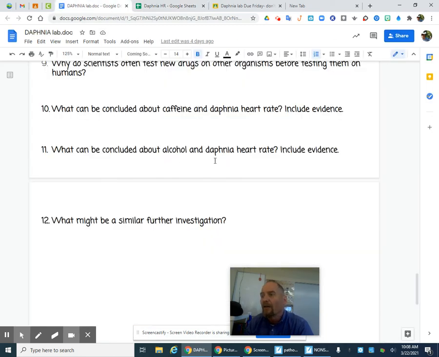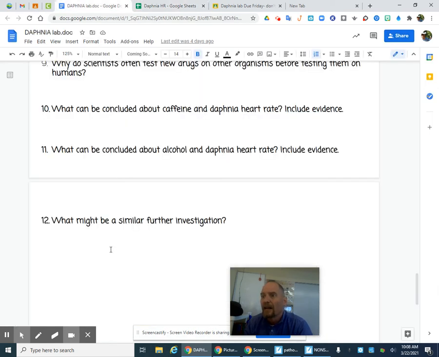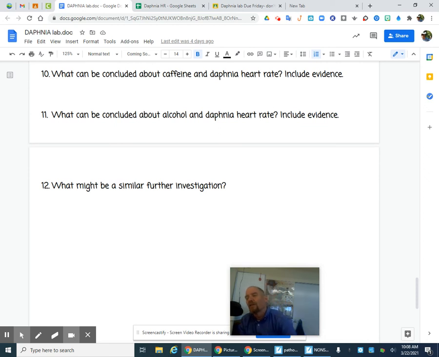What can we conclude about alcohol and Daphnia heart rate? Include the evidence. When Daphnia is given alcohol, its heart rate decreases. The evidence is it's 172 for the normal heart rate. When alcohol was given, it's 126 beats per minute. That is a decrease.